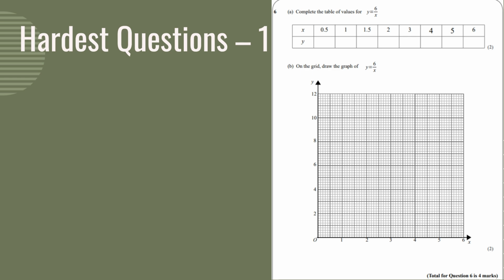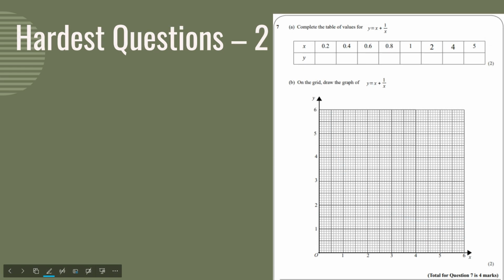So first, we have 0.5, so it's going to be 12, 1 would be 6, 1.5 would be 4, 2 would be 3, 3 would be 2, 4 would be 1.5, 5 would be 1.2, and 6 would be 1. Now we put all our x's on the graph to get the reciprocal looking graph like this. Now, as we've done all this, we simply draw the curve. As you can see, my curve doesn't curve back on itself, and it carries on going down. It doesn't go flat at the bottom or at the top. So this would get you the marks, and this is what your graph should look like.